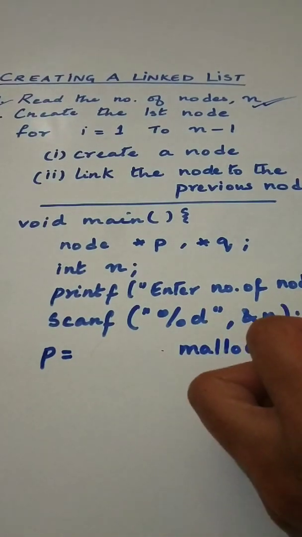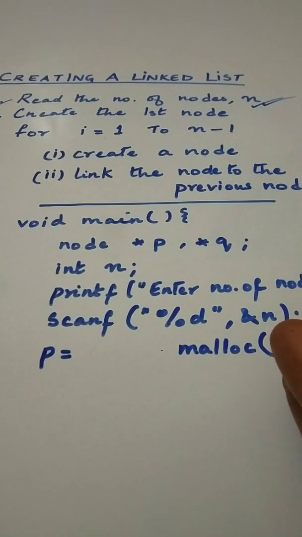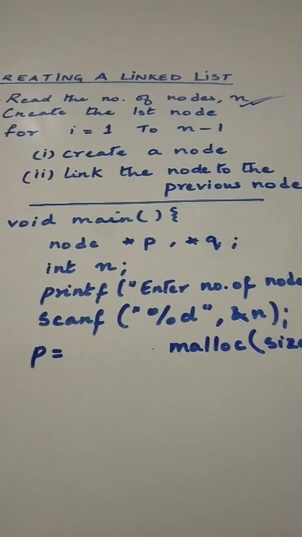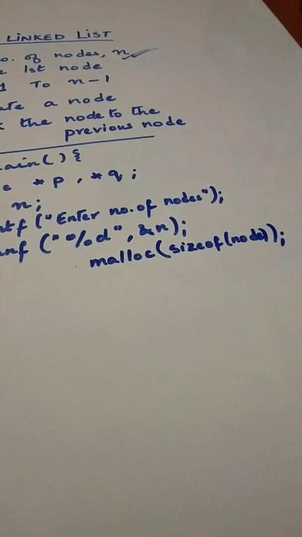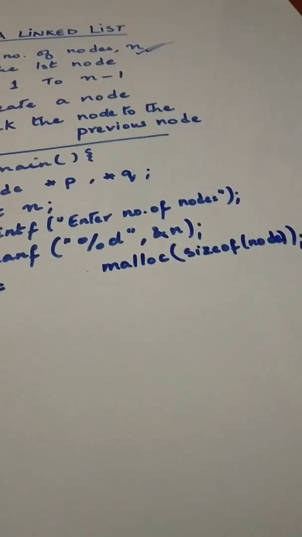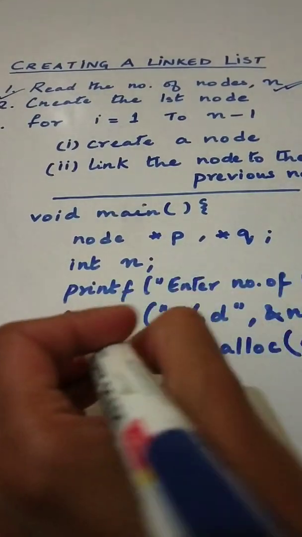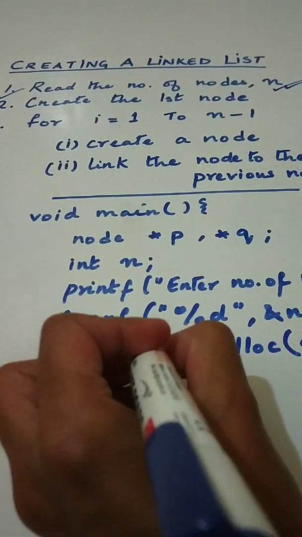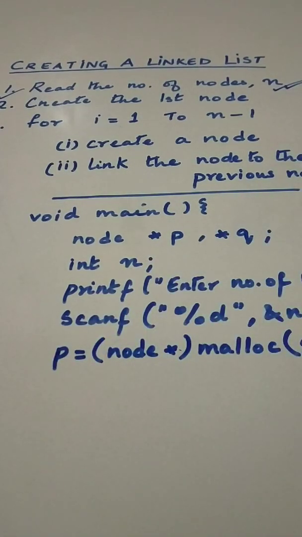And what will malloc do? Malloc will take in the size of the node. Then what will malloc do? Malloc will return a node pointer. So just like the previous one.